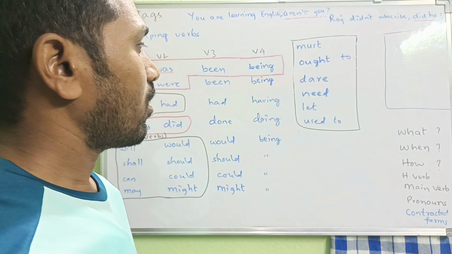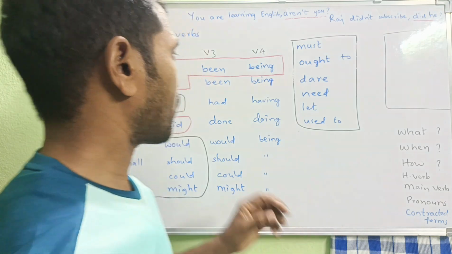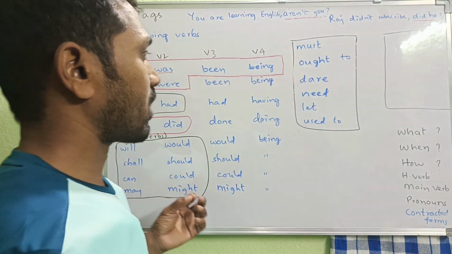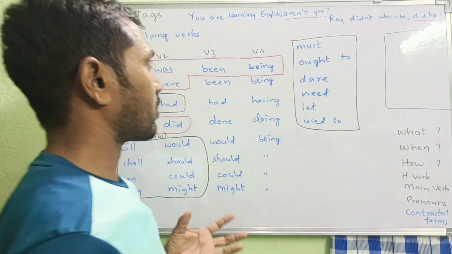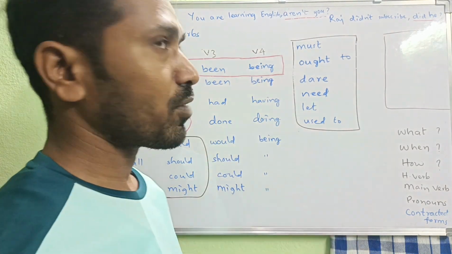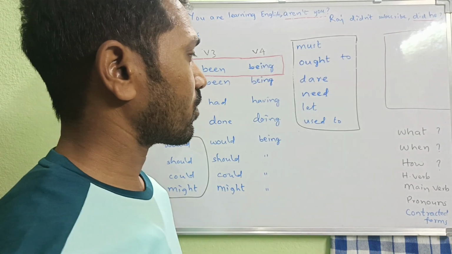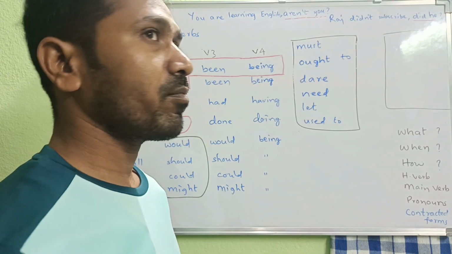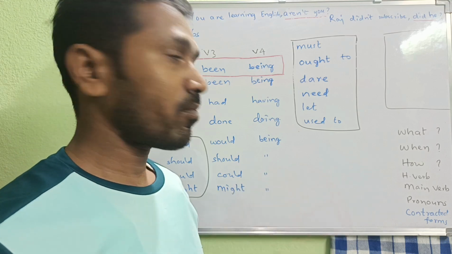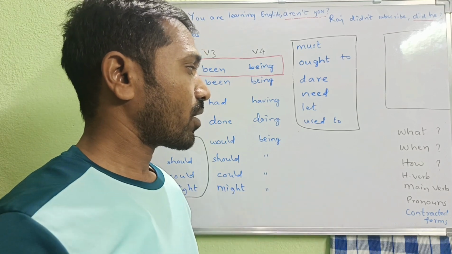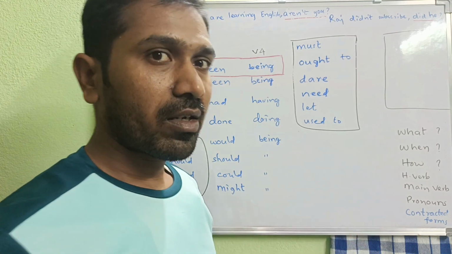Next, how we have to use question tags, or how we have to include or write the question tags, we need to know certain rules. Before the rules, we need to know some basic important concepts: what are helping verbs, what are main verbs, and what are pronouns and contracted forms.